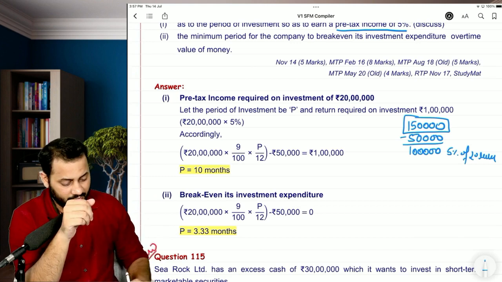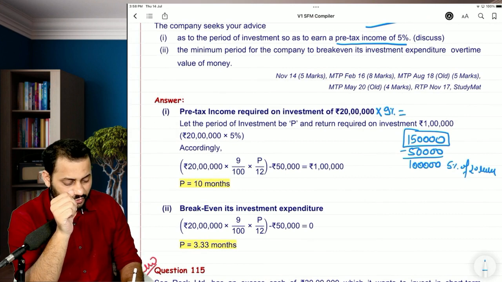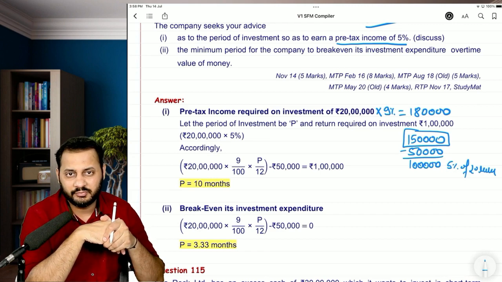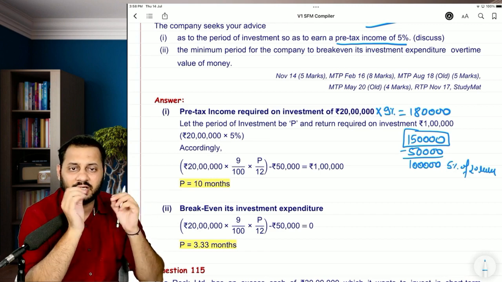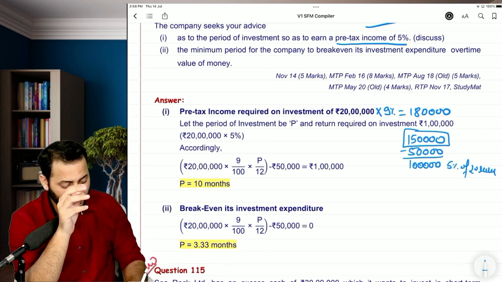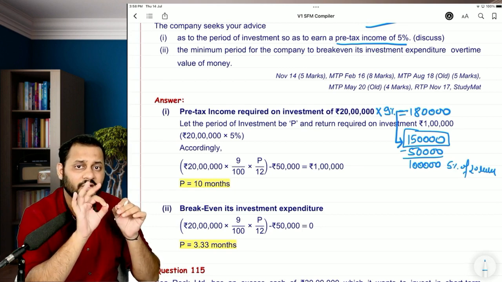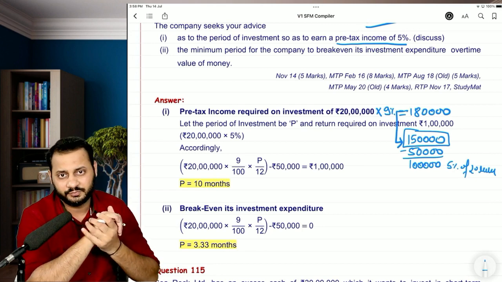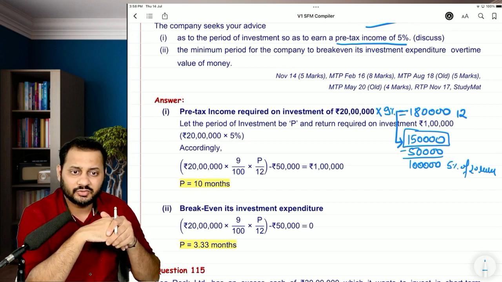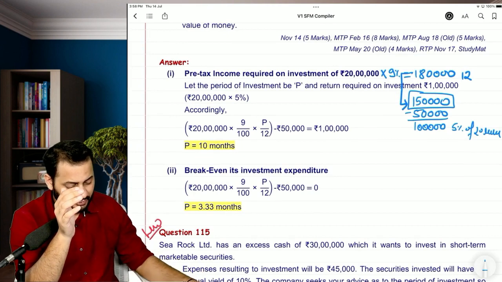Okay. But the yield that this instrument will produce is 1,80,000 rupees. 20 lakhs into 9%. So if you keep it invested for the entire year, you will be getting 1,80,000, but you don't want to receive 1,80,000. You want to know the time when you will be done with earning 1,50,000. So obviously, if 12 months is there for 1,80,000, how much will be there for 1,50,000? That is the number of periods. So if you want to do the calculation, it's very easy.